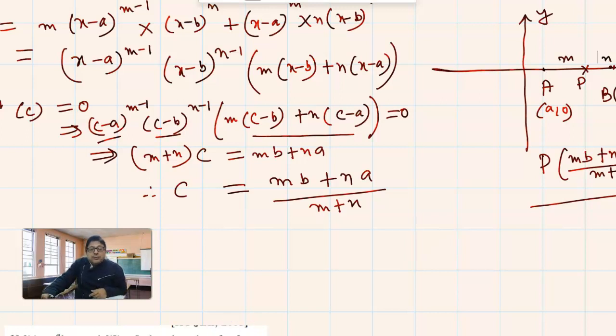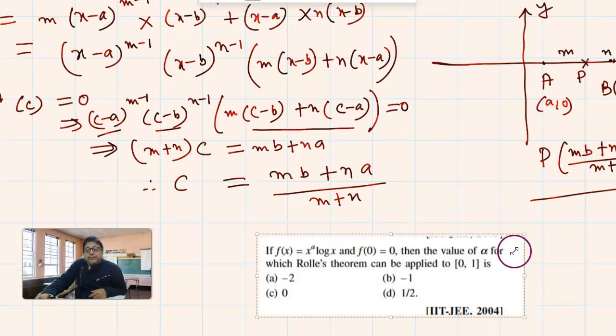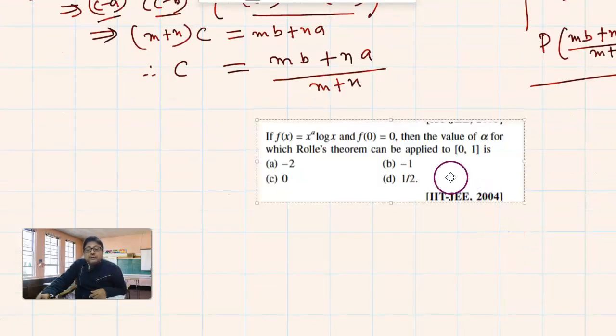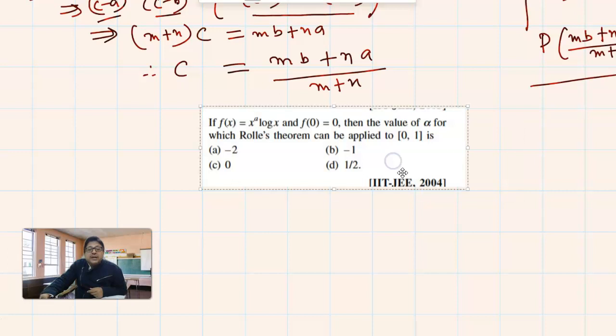Now let us solve a problem which came in IIT JEE long back, the IIT JEE 2004 question. If f(x) = x^α log x and f(0) = 0, then find the value of α for which Rolle's theorem can be applied on [0, 1]. The options for α are -2, -1, 0, 1 and 1/2.